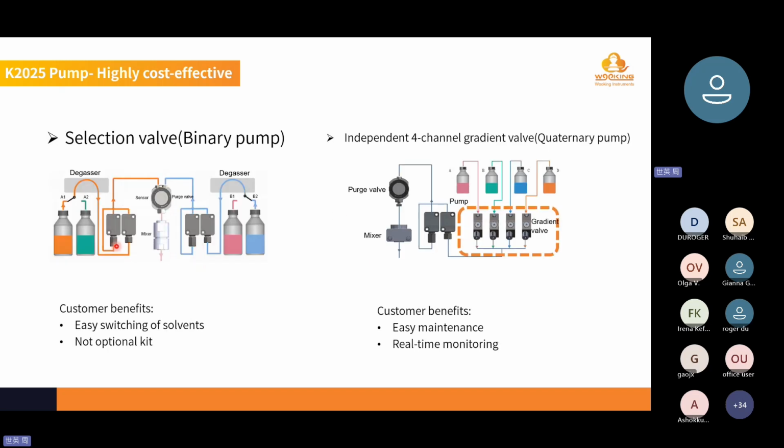The selection valves here are built into the binary pump. When you need to use 4 different solvents in 2 tests, you can change the solvents after the first test is finished by setting a method. The gradient valve of a quaternary pump is independent, so it is easy to maintain and it has real-time monitoring.